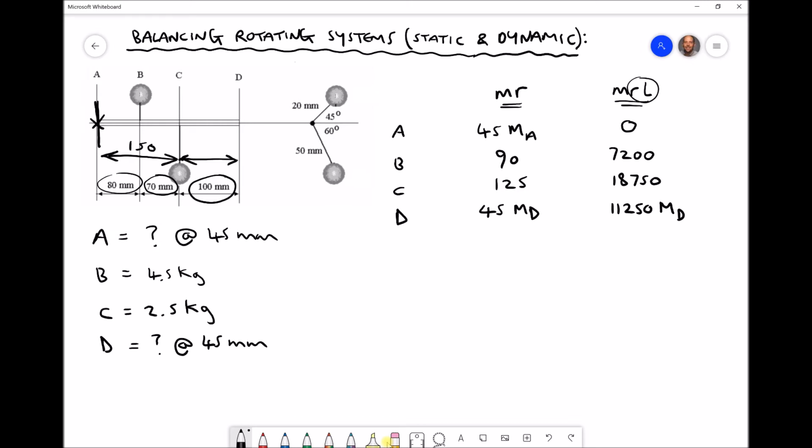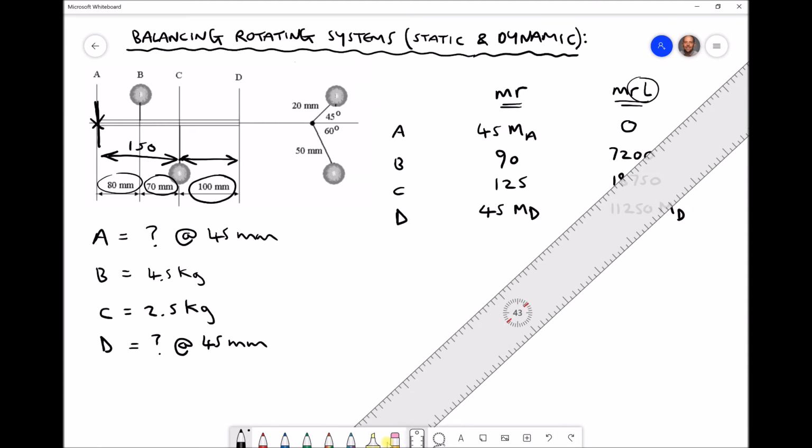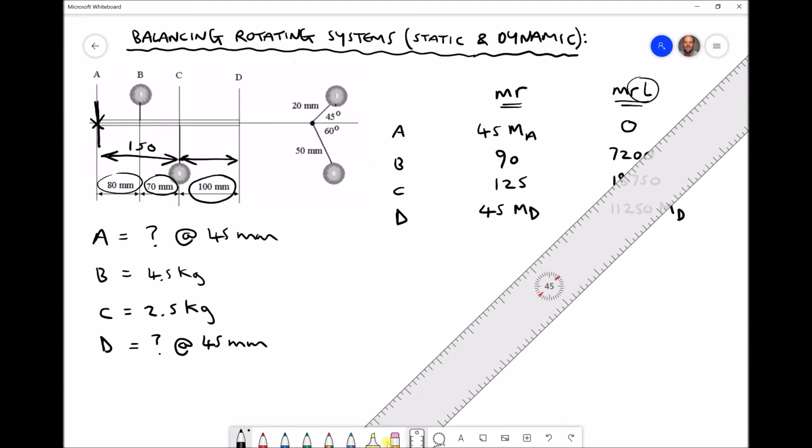So we're going to construct a vector diagram, first of all, using our MRL values in the final column there. And in doing so, we're going to be able to determine the magnitude of mass D and its position. So let's do that now for mass D. First of all, we have mass B, and we see that mass B is positioned at 45 degrees from the horizontal. So we know our angle is going to be 45 degrees. Its magnitude is 7200. Now once again, this doesn't need to be to scale, but we want it to roughly represent the quantities as it will make it easier to visualise our resultant and our equilibrium.